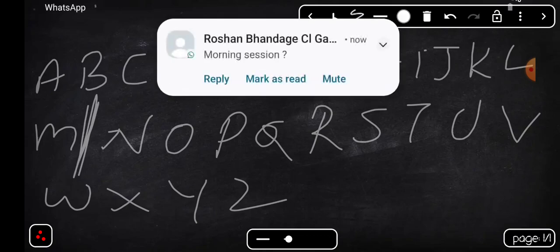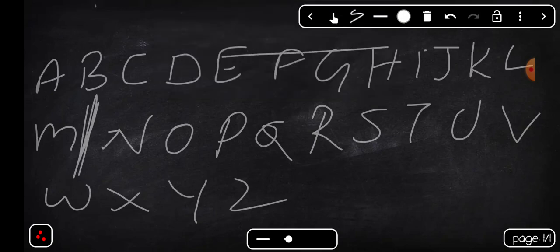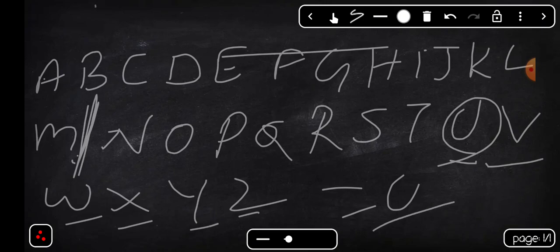M is the 13th letter, or the last letter of the first half. So U will be the 19th one. That means A to M, it is the 13th letter. After 13, we count 14, 15, 16, 17, 18, 19. U will be the 19th letter.